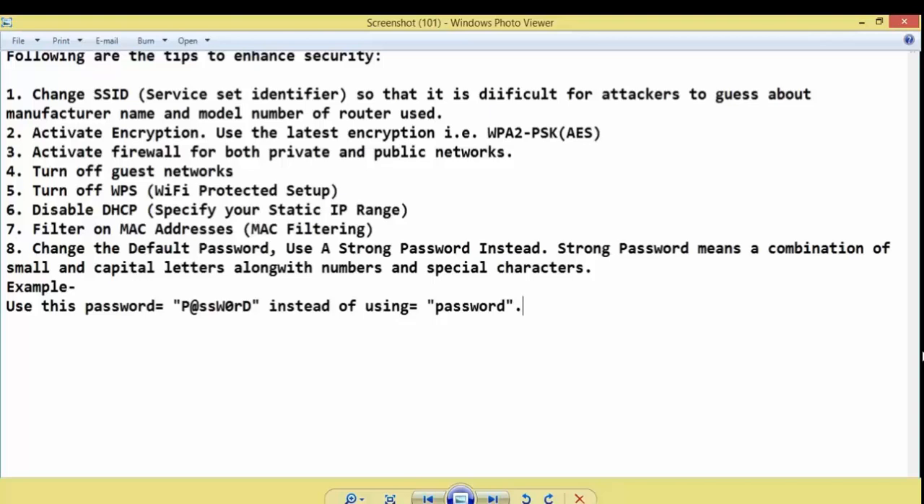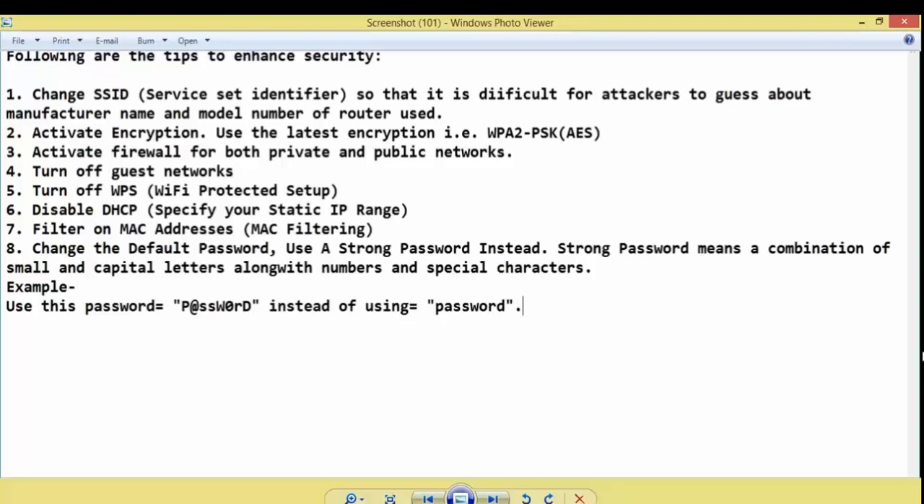And our last tip is change the default password and use a strong password instead. Strong password means a combination of small and capital letters along with numbers and special characters, as you can see in this example. Okay? Now let's talk a bit about IP addresses.